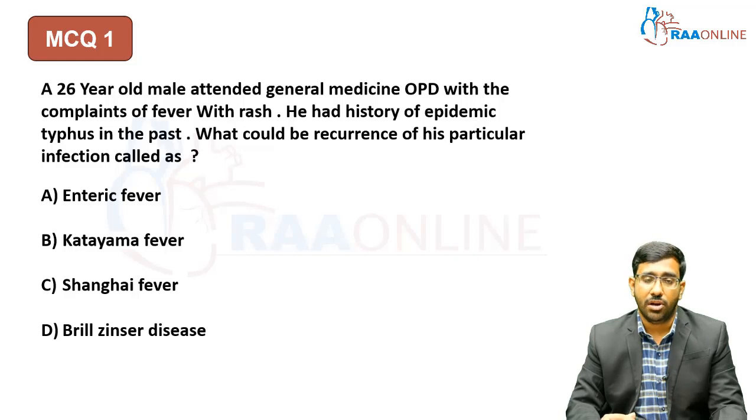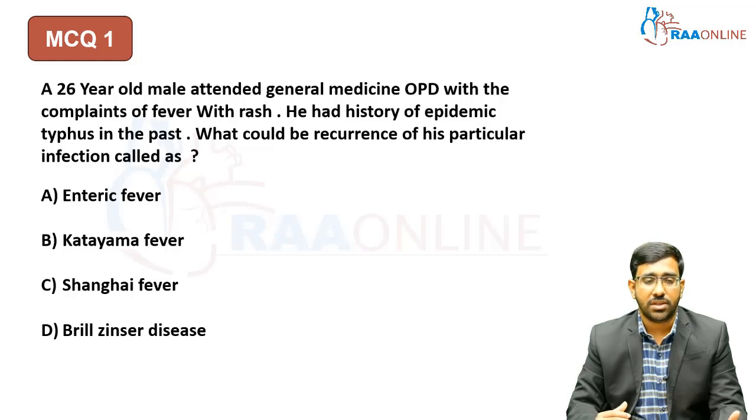You all know that enteric fever is caused by the organism called Salmonella species. Salmonella typhi and paratyphi cause enteric fever, typhoid fever, and paratyphoid A and B fever, so option A is ruled out. Option B is Katayama fever. Katayama fever is usually seen in trematode infection, in Schistosoma infection. So again it is ruled out here.